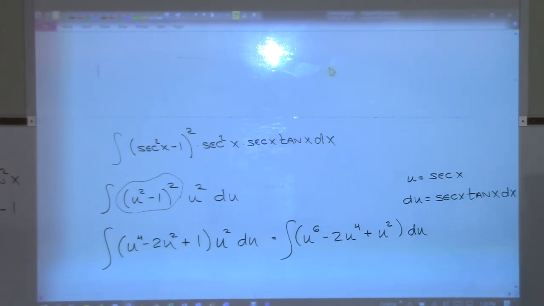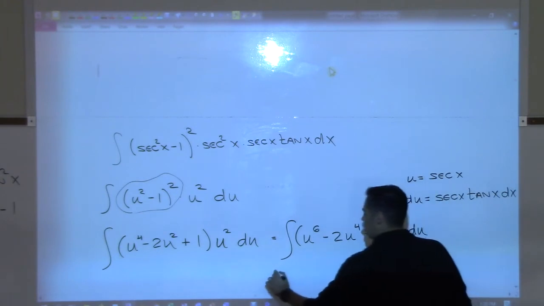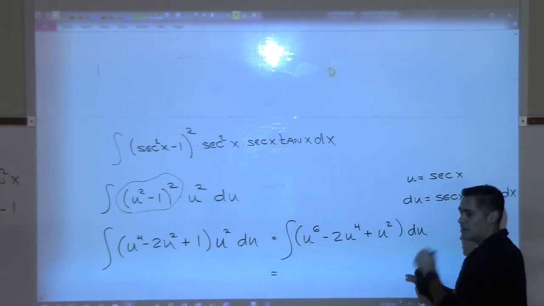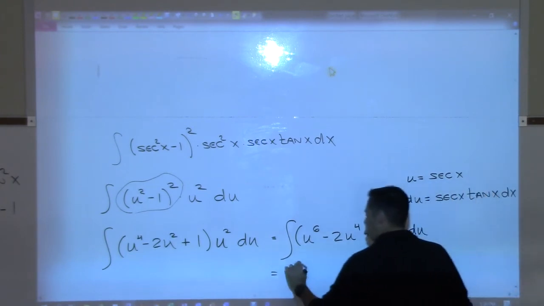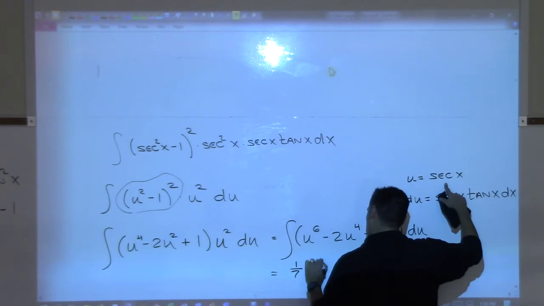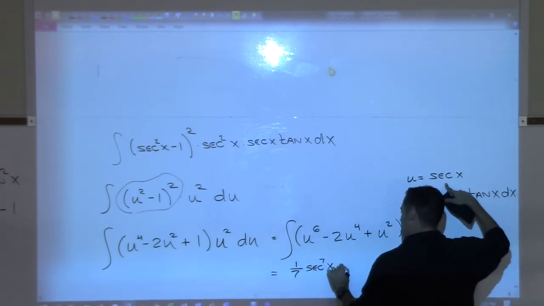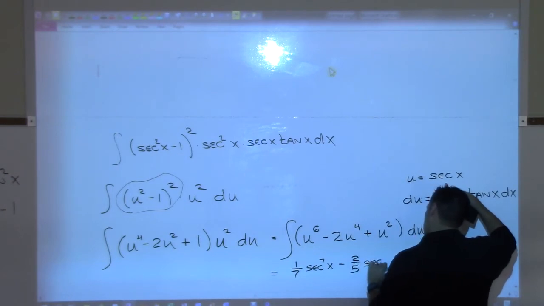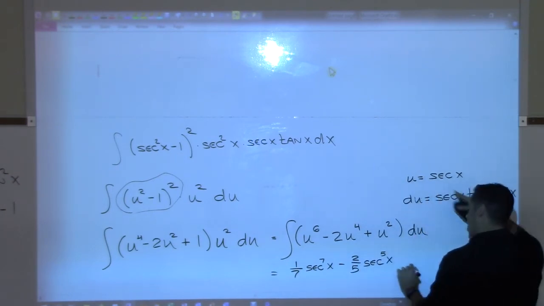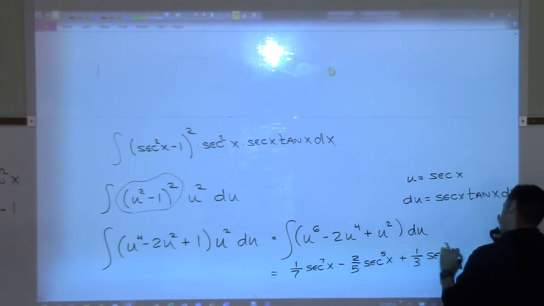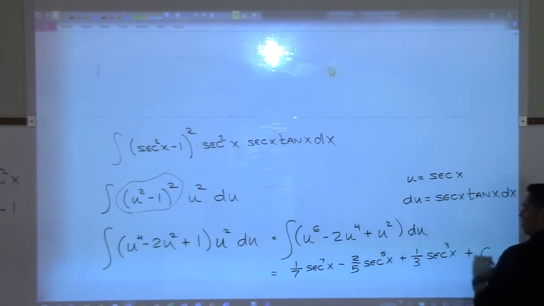Now we can, right? So I'm going to skip a step. I'm actually going to plug the u back in now as I write down the antiderivative. So 1/7 secant to the 7th x minus 2/5 secant to the 5th x plus 1/3 secant cubed x plus c.